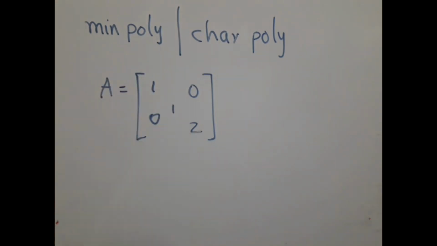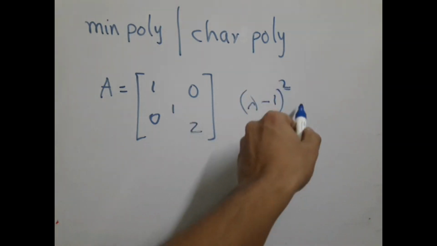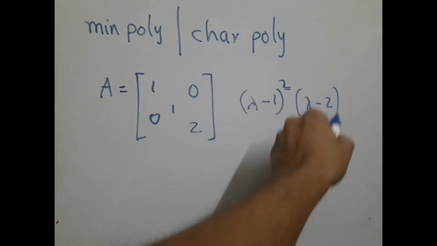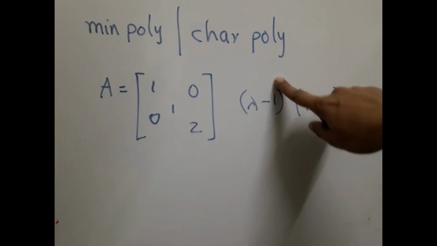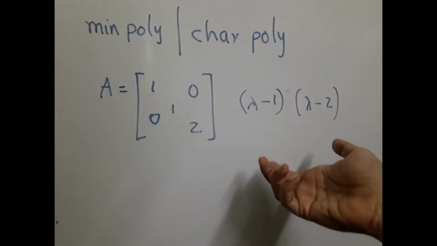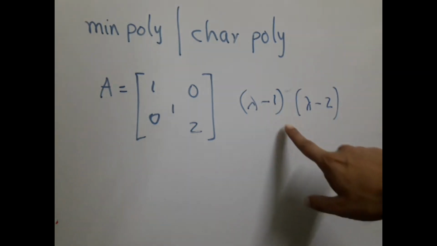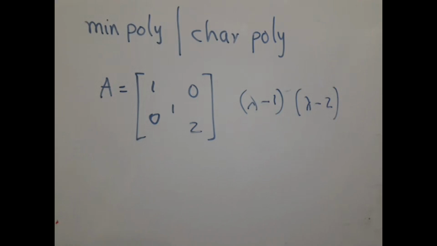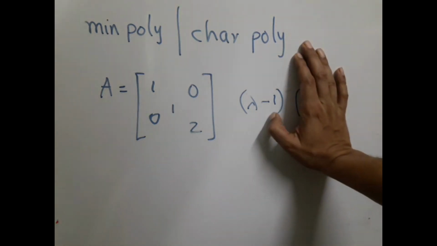In this case, the characteristic polynomial may be computed quite easily. (lambda minus 1) whole square, (lambda minus 2). So is this the minimal polynomial? We have already seen that the answer is no. I can actually drop one of these (lambda minus 1) factors and still get an annihilating polynomial. So I have at least reduced the degree by 1. Can I reduce it further? If I have to reduce it further, I have to either drop this or I have to drop this, and it is quite easy to say that dropping any one of them will not keep it an annihilating polynomial. For example, if I drop this, I will be left with (lambda minus 1).